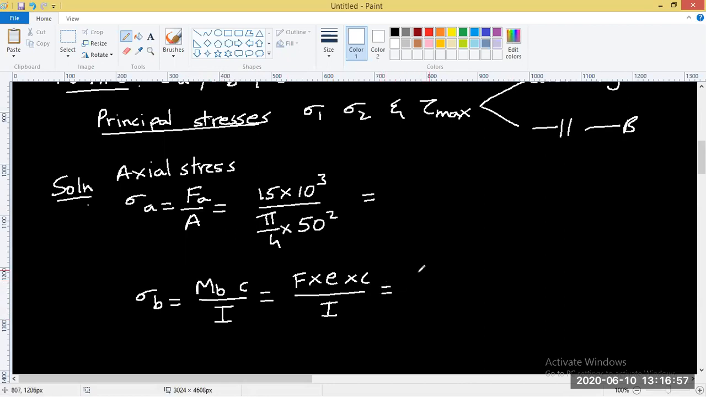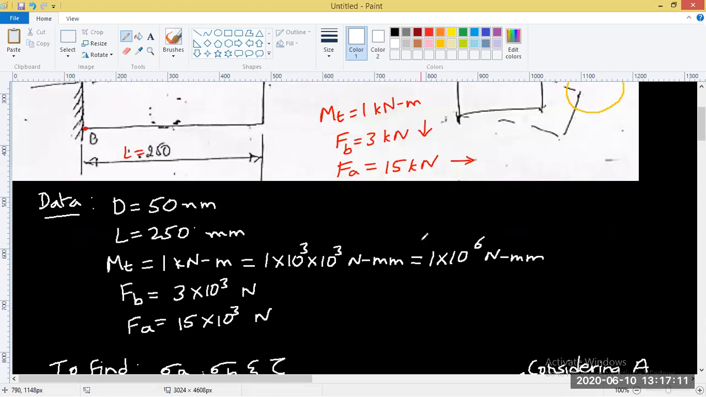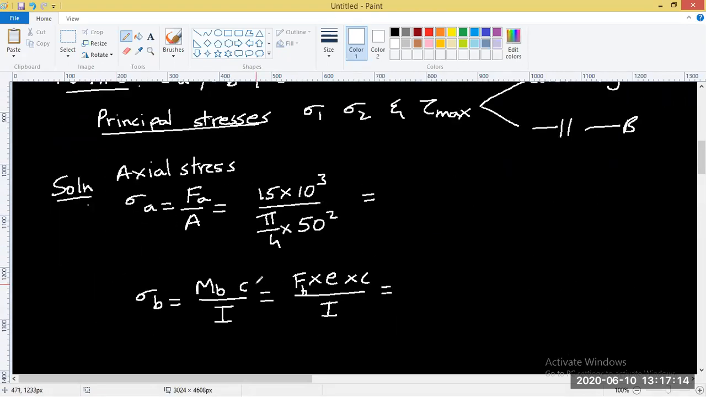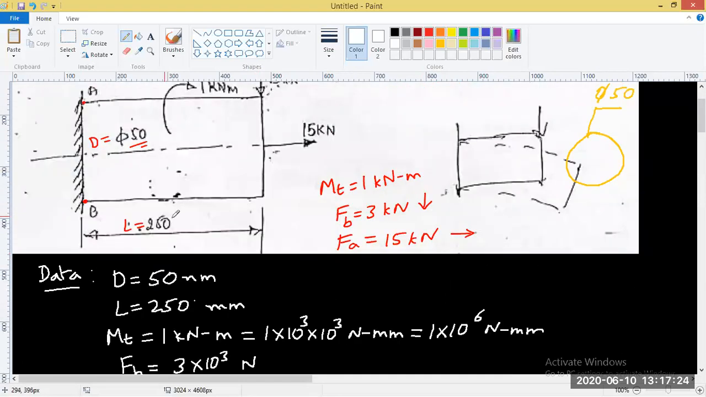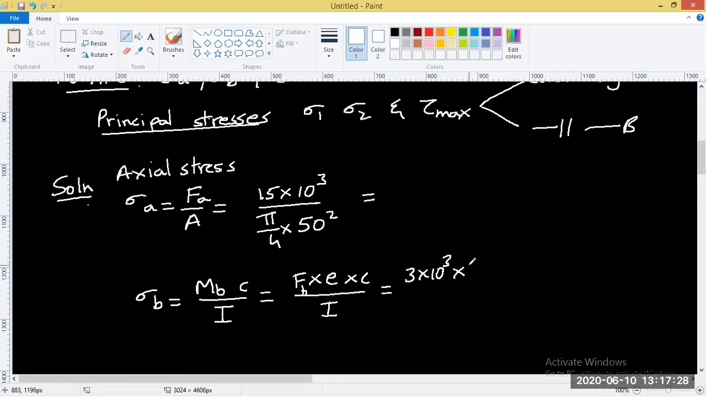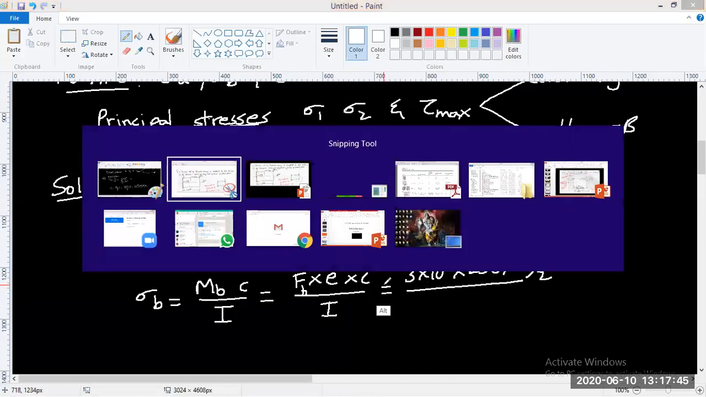So again, let's expand this. The force here is the bending load, which was given as FB, 3 kilonewton, so that's 3 into 10 power 3, into the distance. The distance is the entire length from the fixed point, 250, into C. C is just half, the centroid distance, that is the diameter by 2, divided by I. What is the moment of inertia? For the moment of inertia, you can refer to the data handbook.